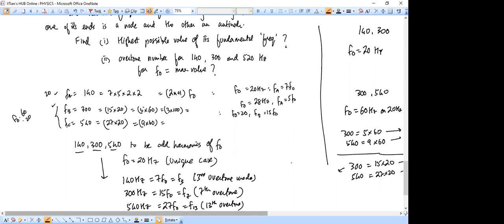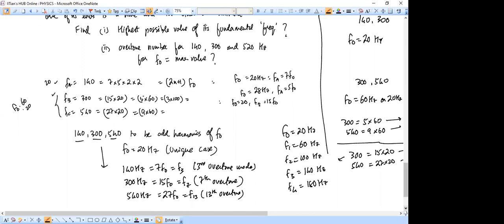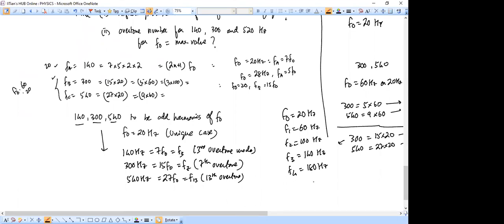Okay, so basically this series is like this: f0 is 20, f1 is 60, f2 is 100, f3 is 140, f4 is 180, okay, like that. f5 is 220. f6 is 260. f7 is 300. And like that the series goes.